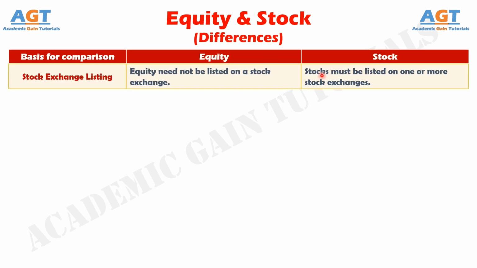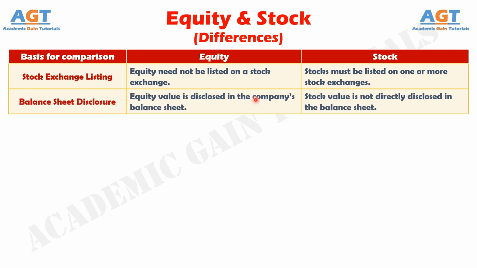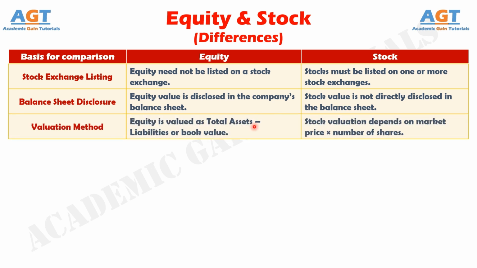Difference number 1. Equity need not be listed on a stock exchange, whereas stock must be listed on one or more stock exchanges. Number 2. Equity value is disclosed in the company's balance sheet, whereas stock value is not directly disclosed in the balance sheet. Number 3. Equity is valued using book value, assets minus liabilities, whereas stock is valued based on its market price multiplied by the number of shares.